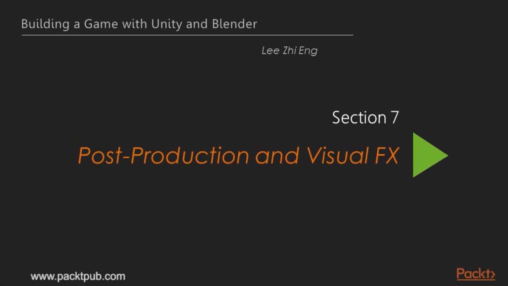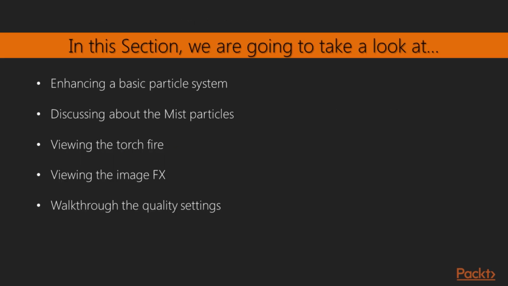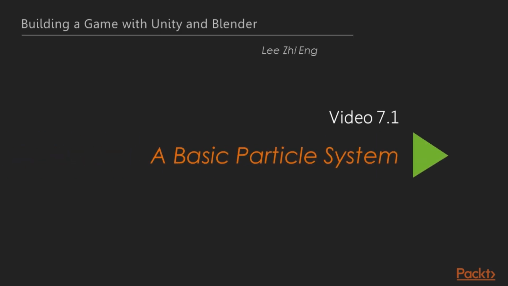Hello viewer, welcome to the new section, Post-Production and Visual Effects. In this section, we will learn how to enhance our game's visual appearance by using particles and image effects. We will talk about the basic particle system and mist particles. Then we will look at the torch fire and image effects. Finally, we will go through the quality settings. Now we move on to the first video of this section that deals with a basic particle system.